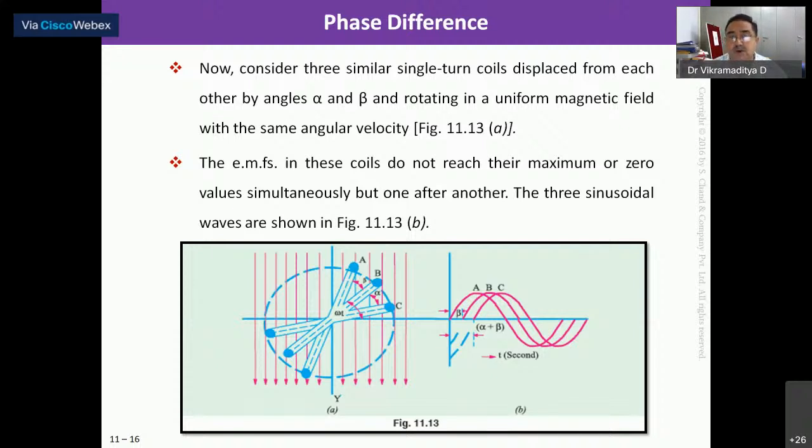the two alternating quantities. So phase difference plays a role whenever there is more than one alternating quantity. Otherwise, each alternating quantity has its own phase. Phase difference exists whenever we have to compare the phases of two or more than two alternating quantities.